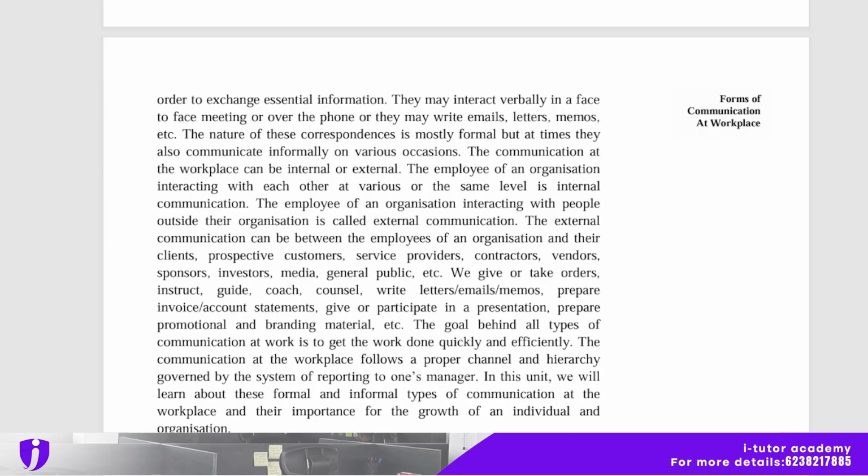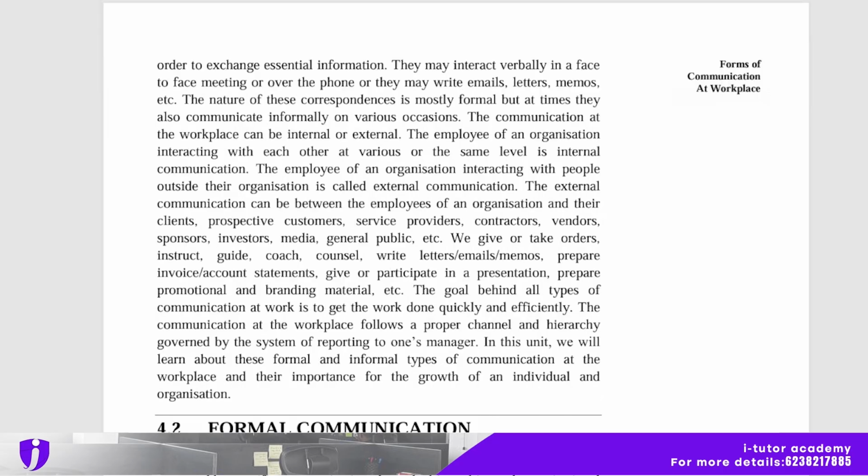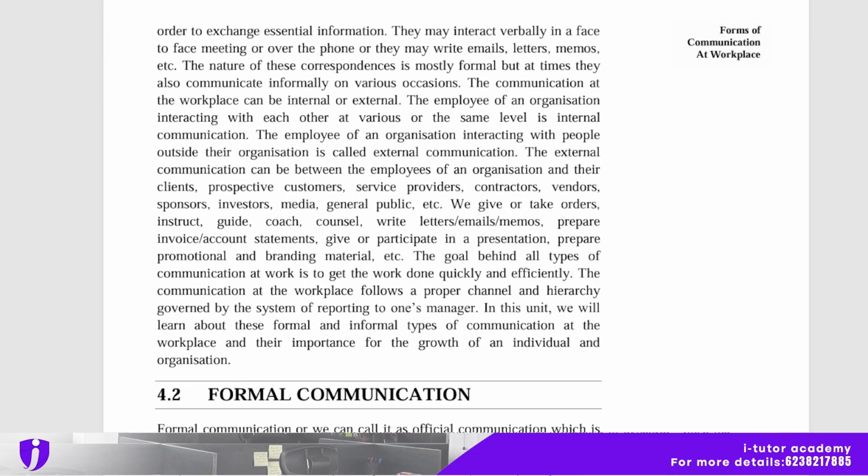The communication at the workplace can be internal or external. The employees of an organization interacting with each other at various or the same level is internal communication. The employees of an organization interacting with people outside their organization is called external communication. The external communication can be between the employees of an organization and their clients, prospective customers, service providers, contractors, vendors, sponsors, investors, media, general public, etc.